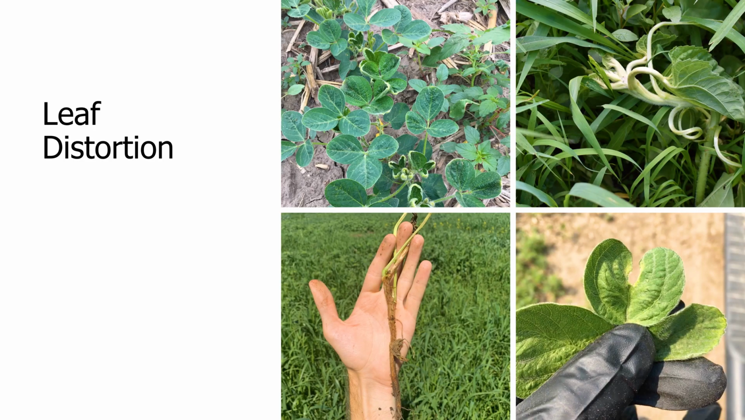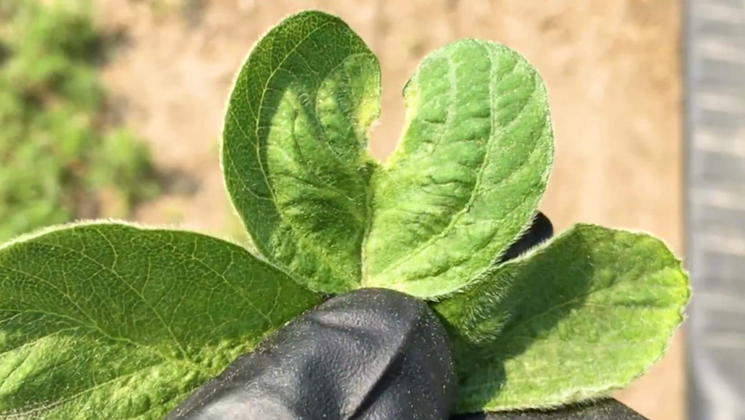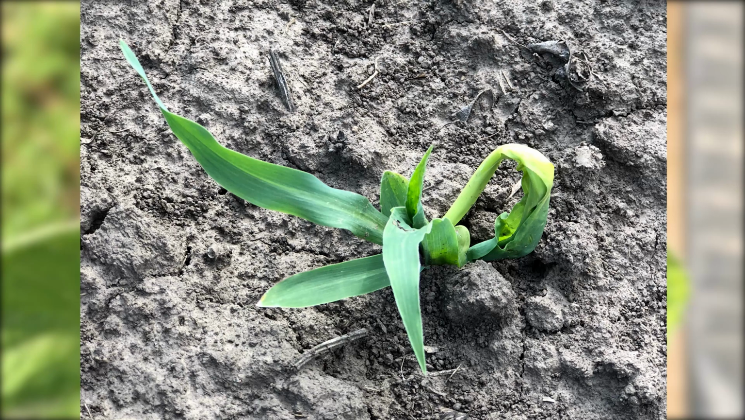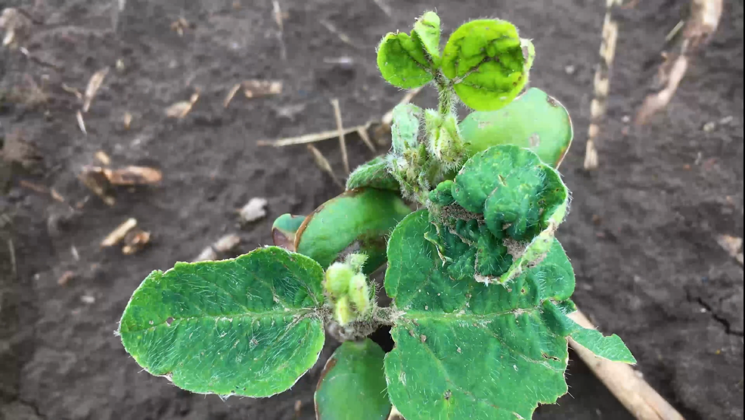Leaf distortion symptomology can be caused by herbicides from our site of action group 4 growth regulators and our group 15 herbicides. If caused by a group 15 herbicide, you'll likely see injury in the form of buggy whipping in grasses. For broadleaf species, the injury should appear much more symmetrical and you'll see more leaf crinkling.